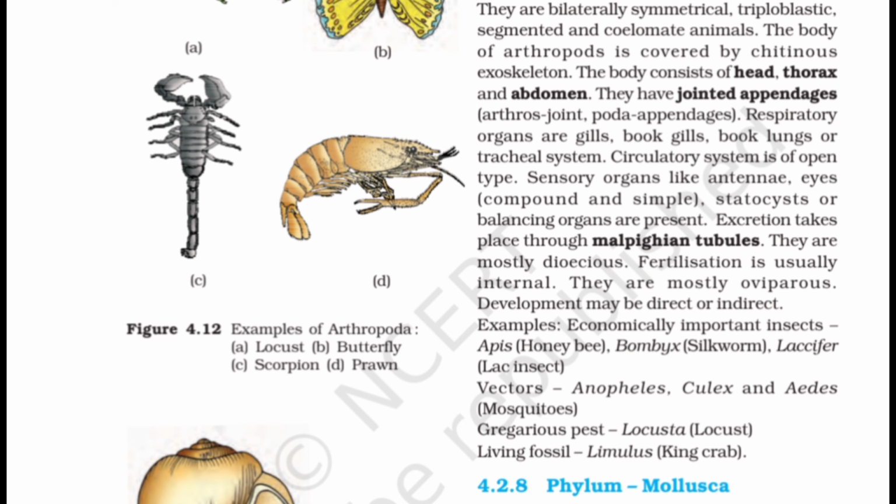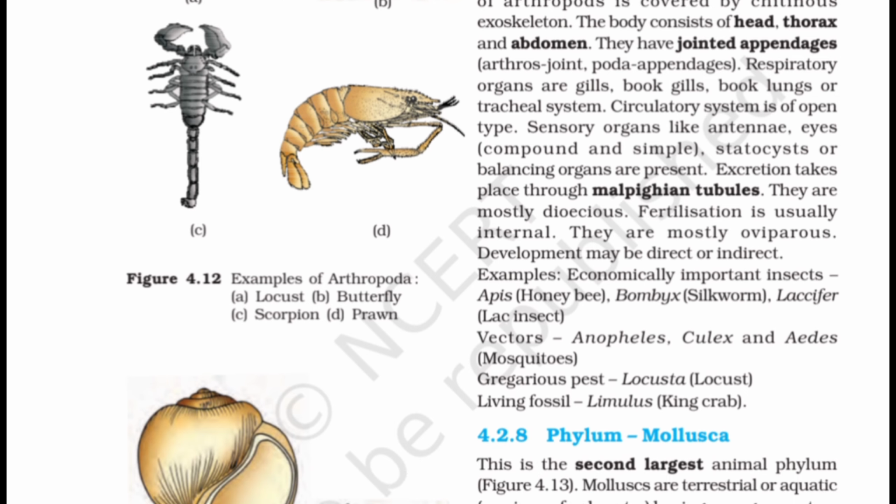Examples: economically important insects: Apis honeybee, Bombyx silkworm, Laccifer lac insect. Vectors: Anopheles, Culex and Aedes mosquitoes. Gregarious pest: Locusta locust, and living fossil is Limulus king crab.